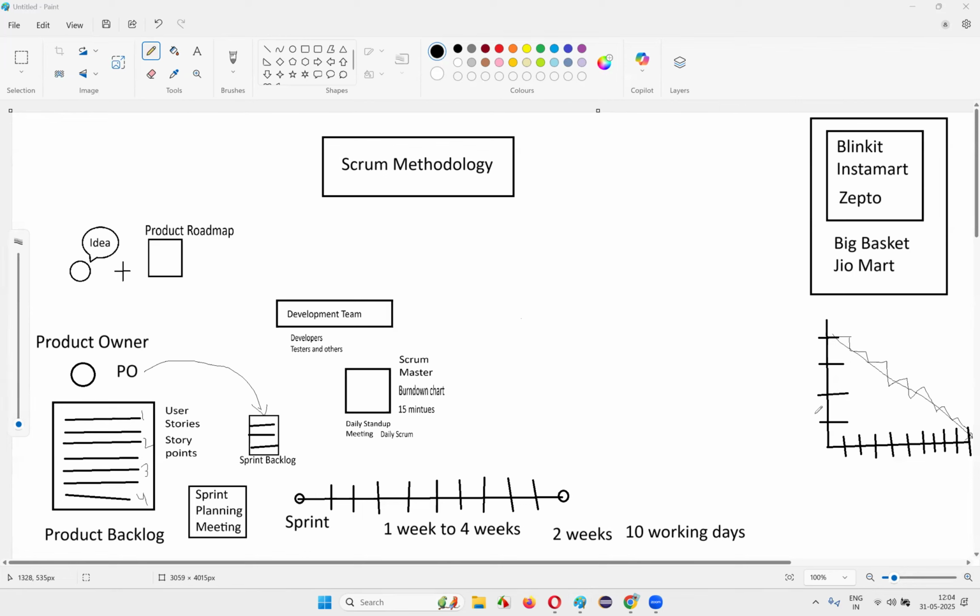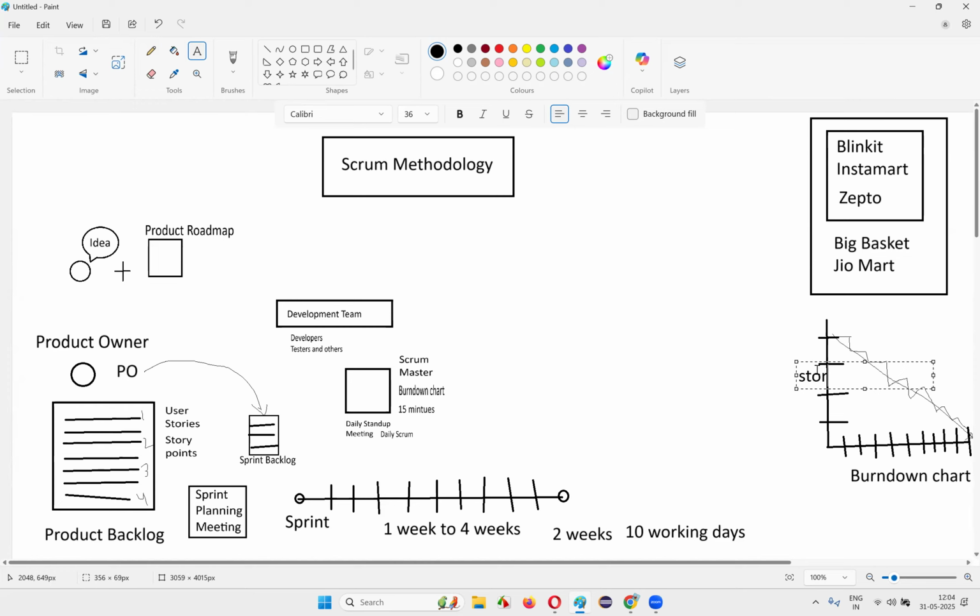Clear? Everyone clear with this burn down chart? This is what a burn down chart is. Here, story points to be completed will be there on the left side. And here, what will be there? Days will be there. Number of days will be there. So as a day passes, the number of story points should be reduced.